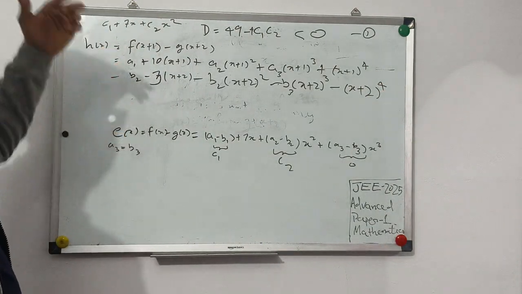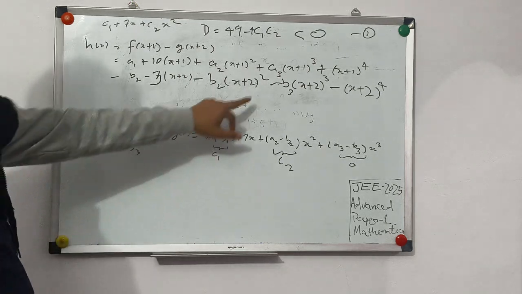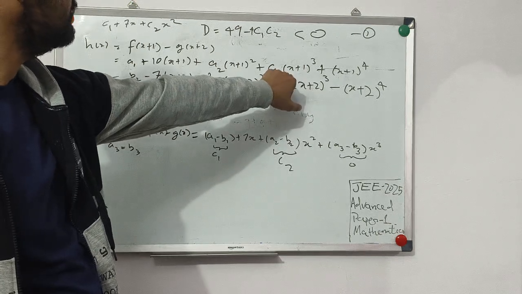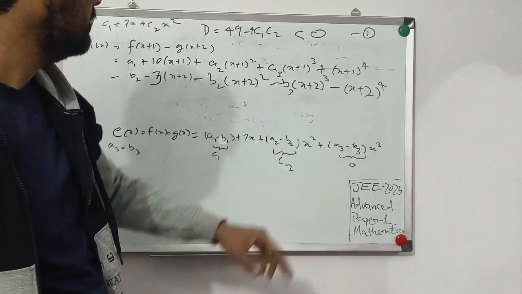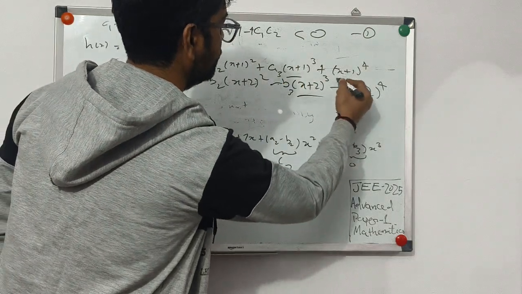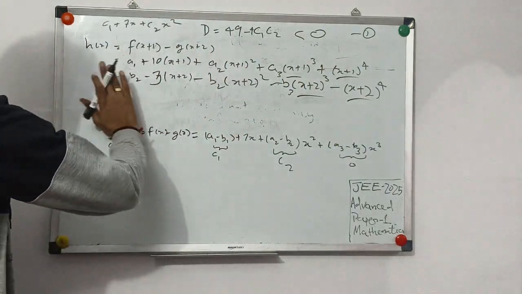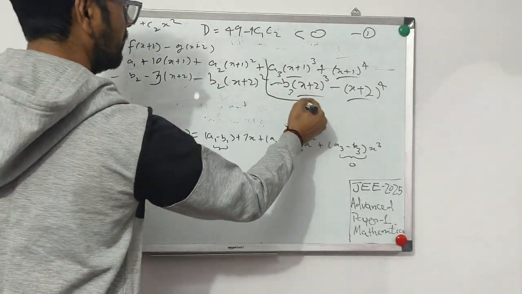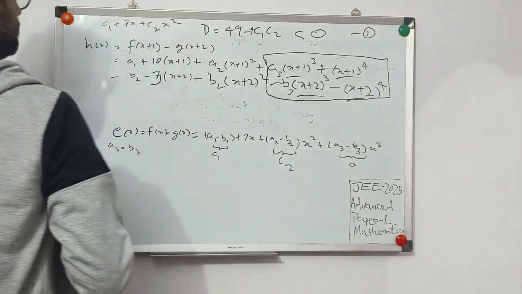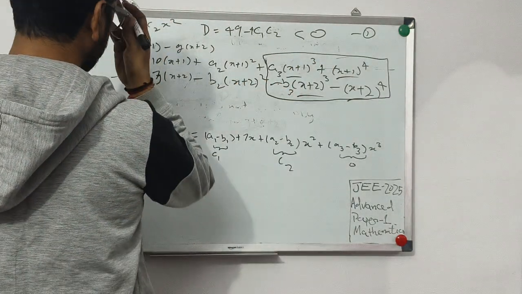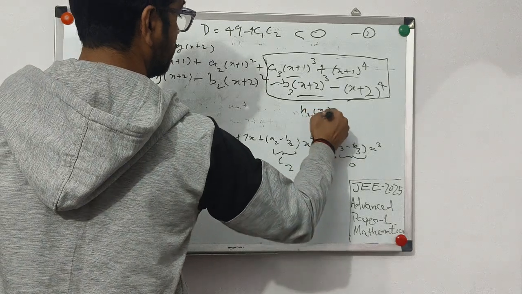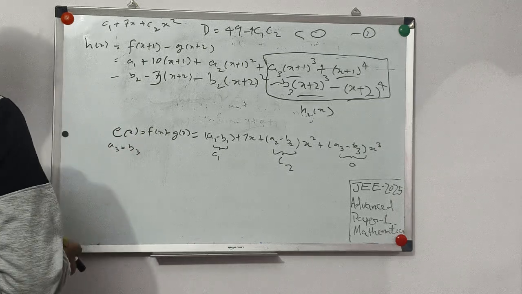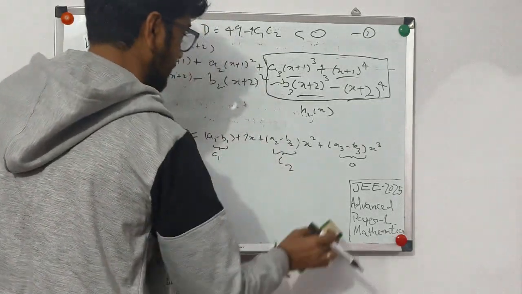Now which terms are going to give us the x cube term? Only these four terms: a3 times (x plus 1) cubed, and so on. Only these four terms are going to give us the x cube term. We can ignore all the rest of the polynomial. So we need only concentrate on this part. So let's call it h1(x). The coefficient of x cube in h1(x) will be the same as the coefficient of x cube in h(x). So I am going to write out h1(x).